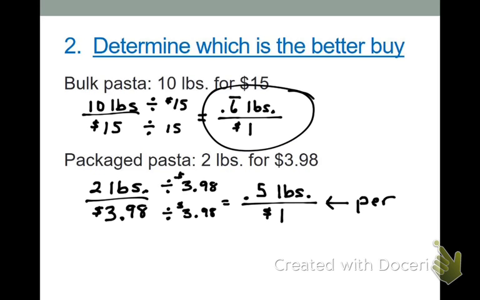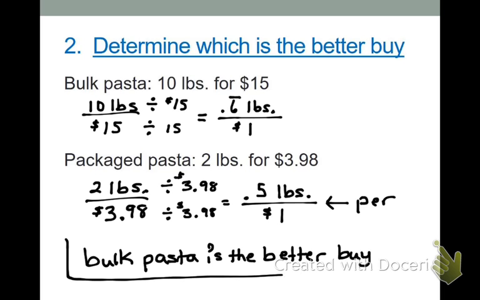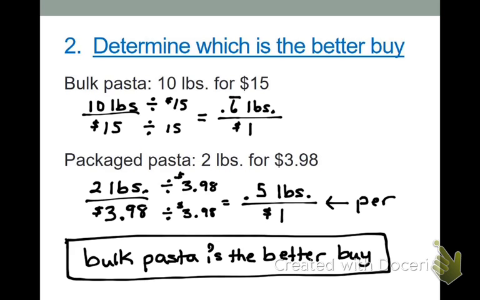Okay, this right here is my better buy, but I don't want you to write down at the bottom that your answer is 0.6 repeating pounds per dollar. If I asked you what is the better buy, I want you to tell me which kind of pasta is the better buy. So which one is it? Bulk pasta. Okay, so you're just going to write down bulk pasta is the better buy. Then you're going to go ahead and box your answer in.